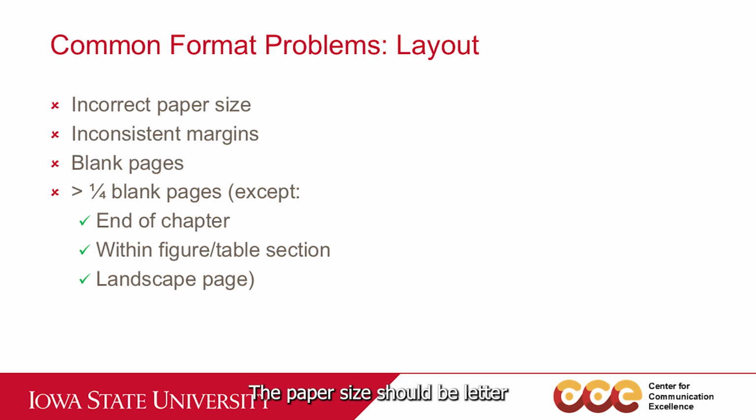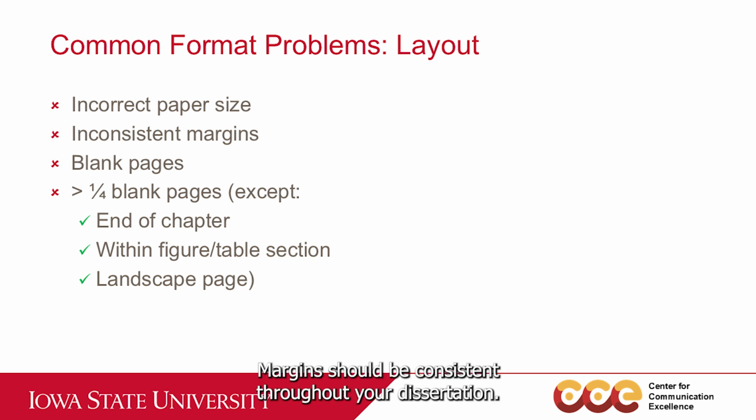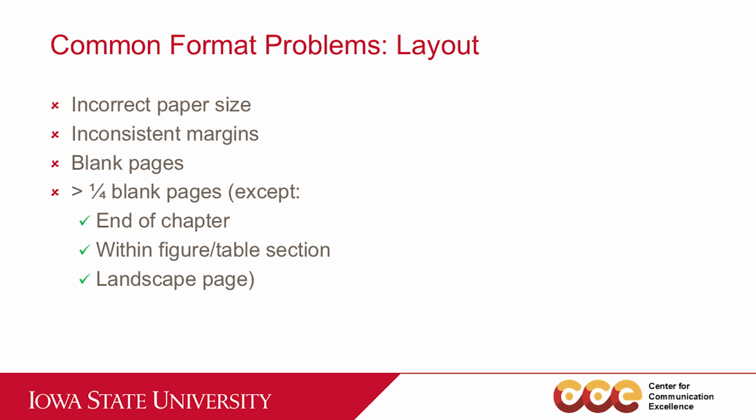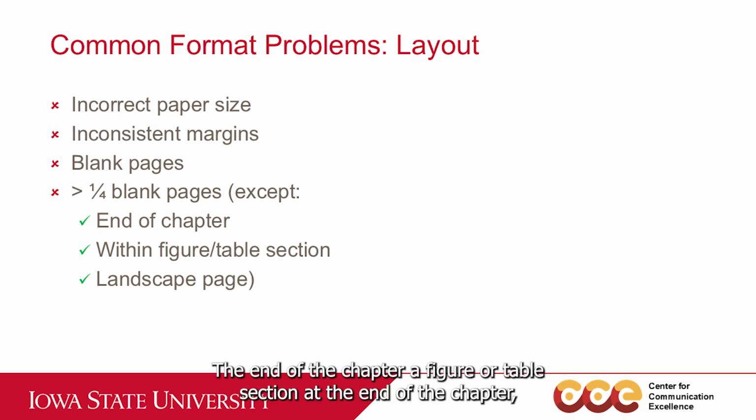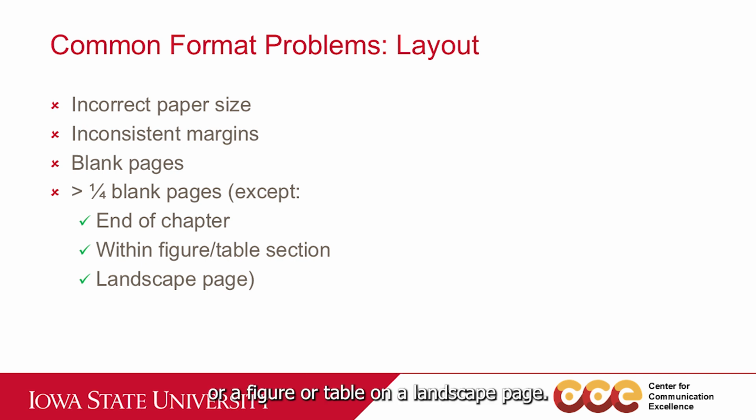The paper size should be letter, or 8.5 by 11 inches. Margins should be consistent throughout your dissertation. The minimum requirement is 1 inch on all sides. White space is another important aspect to check. There should be no blank pages. There should be no more than a quarter blank page, except in these 3 cases: the end of the chapter, a figure or table section at the end of the chapter, or a figure or table on a landscape page.